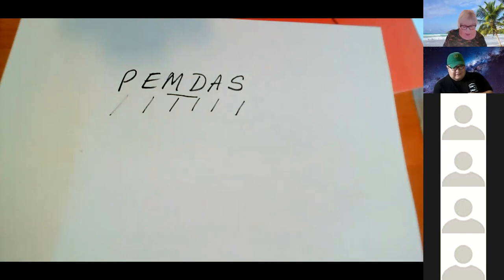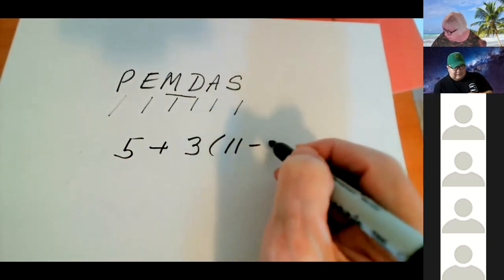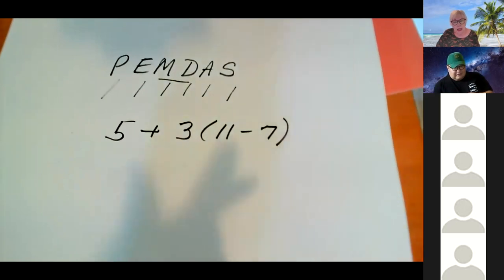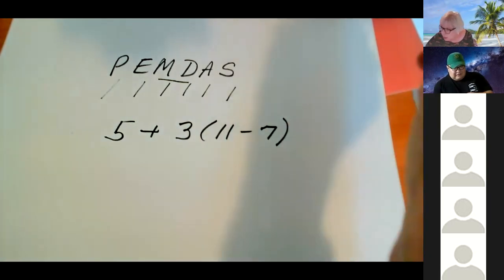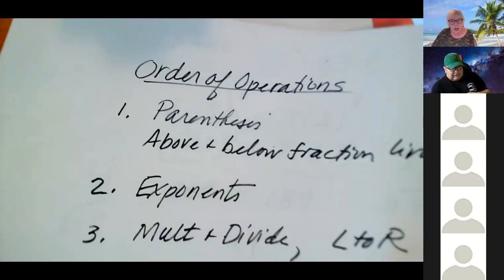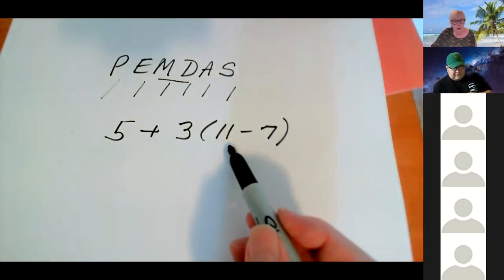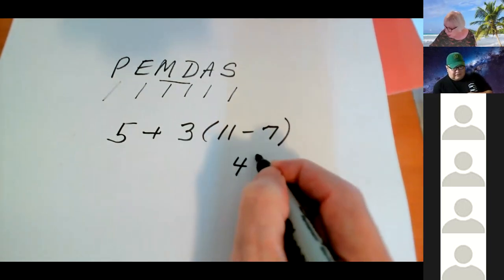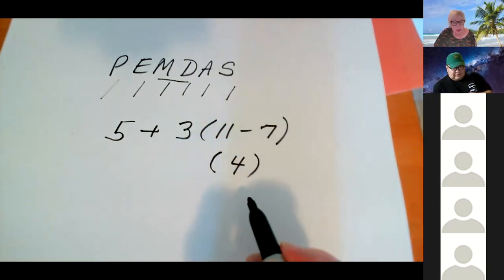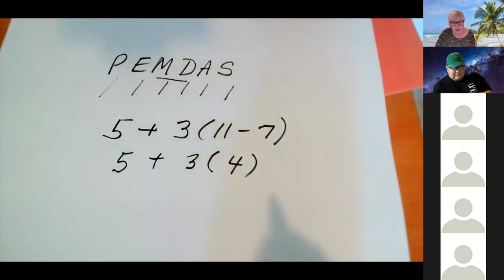So let's see what else I've got. Let me see if I can find anything that looks worthwhile. 5 plus 3 times 11 minus 7. So we did one like this. And so now you have your perfect list. And your perfect list says parentheses rules, correct? And so you would have to do this first, although we did it before. So 11 take away 7 is 4. And I would write it below that, keep it in parentheses so you can see that became that. The 3 is there, the plus is there, the 5 is there.